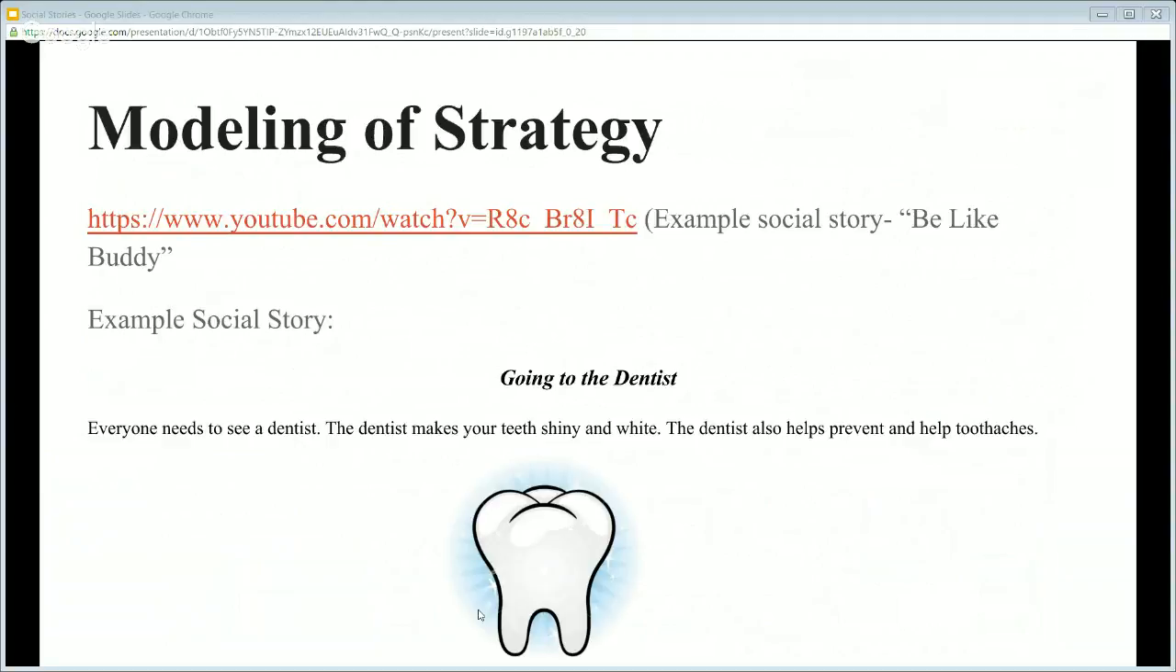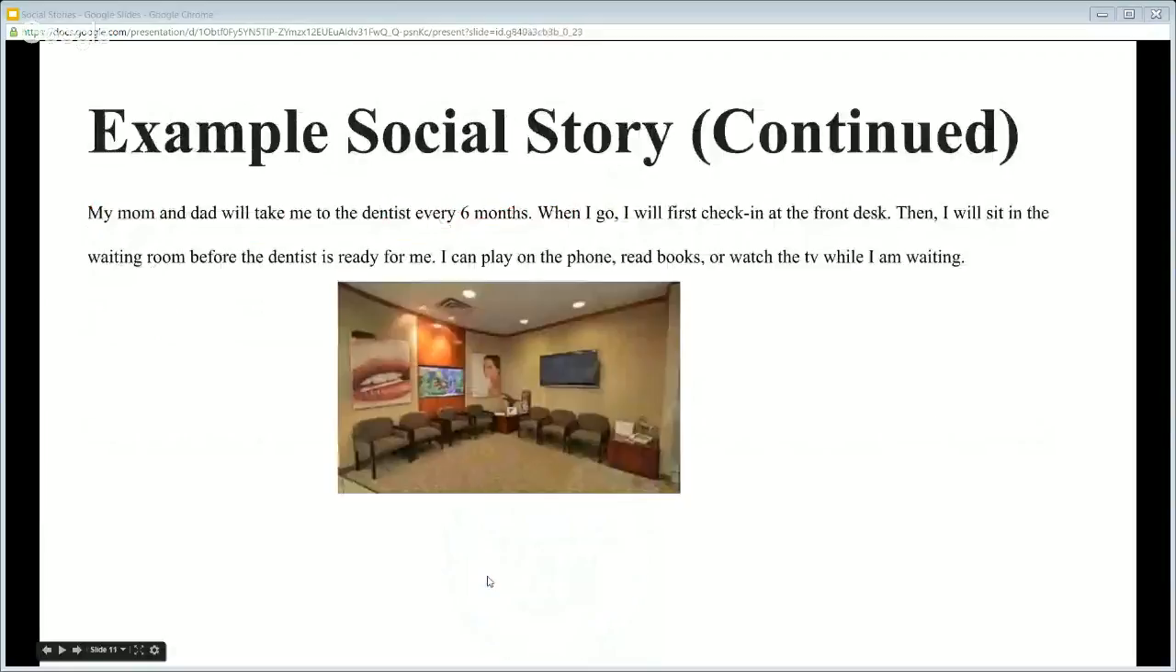This is just an example of the social story for someone who's going to the dentist. So it's called Going to the Dentist. Everybody needs to see the dentist. The dentist makes your teeth shiny and white. The dentist also helps prevent and help toothaches. My mom and dad will take me to see the dentist every 6 months. When I go, I will first check in at the front desk. Then I will sit in the waiting room before the dentist is ready for me. I can play on the phone, I can read books, or I can watch TV while I am waiting.